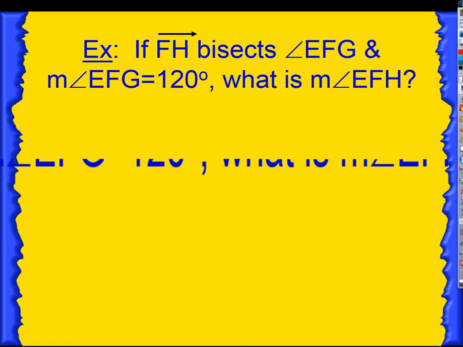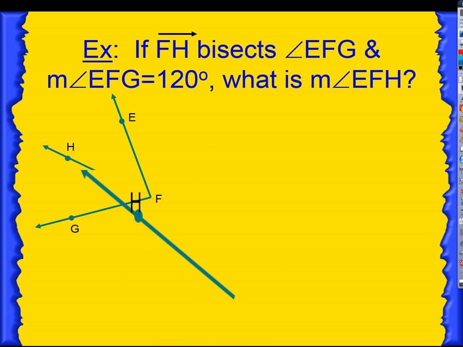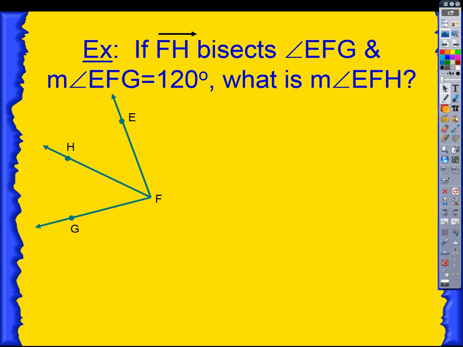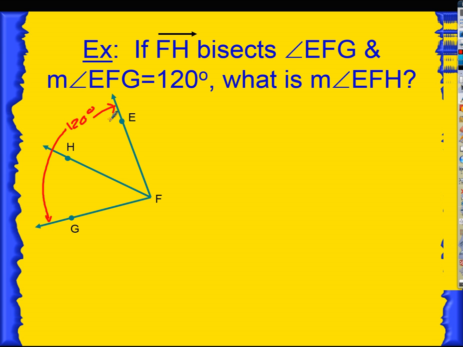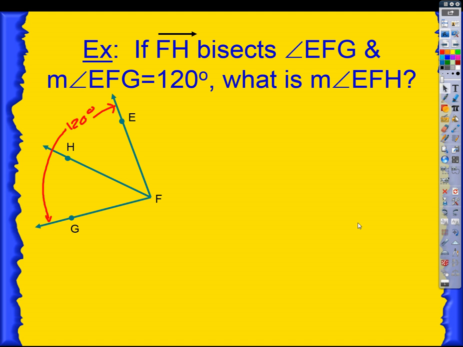Okay, we can do the same kinds of stuff with that. Like, what if we know that, for example, if I know that the measure of angle EFG is 120 degrees, so this whole angle is 120. What is the measure of angle EFH? It's got to be 60, doesn't it? It's gotta be half of the big angle, right? So you got the idea.